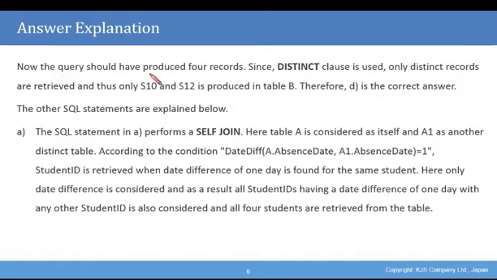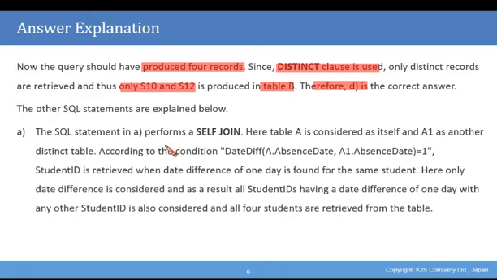So finally, the query should have now produced 4 records, 2 for S10 and 2 for S12. Since the distinct clause is used, only distinct records are retrieved. Thus, only S10 and S12 is produced in table B. Therefore, D is the correct answer for this question.